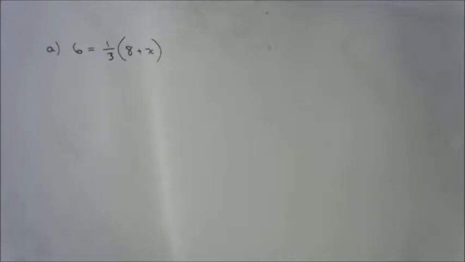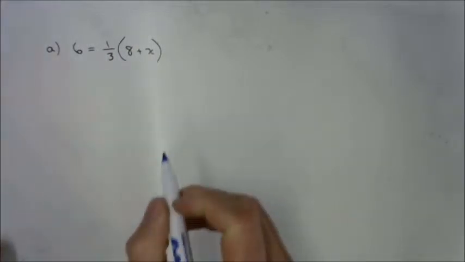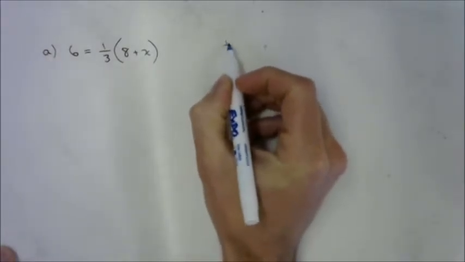Can anyone think of a way that in one step I can keep the equation true, means I have to do the same thing to both sides, and I can get rid of that fraction? Times it by 1/3. No. By 3/1. Times it by 3/1. Okay. Ready? A little note here.